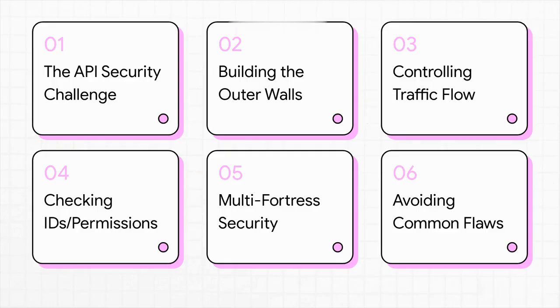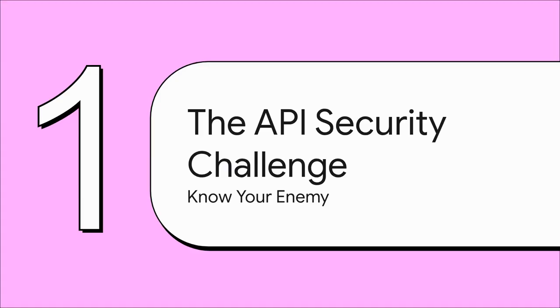So here's our plan. First, we've got to know our enemy. Then, we'll build our fortress, layer by layer, starting with the outer walls, then the gates that control traffic, and finally, the internal guards. We'll even figure out how to defend a whole kingdom of fortresses and, crucially, which common design mistakes to avoid. You can't build a strong defense if you don't know what you're up against, right?